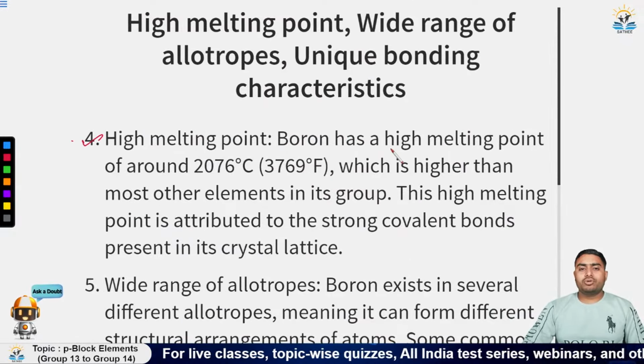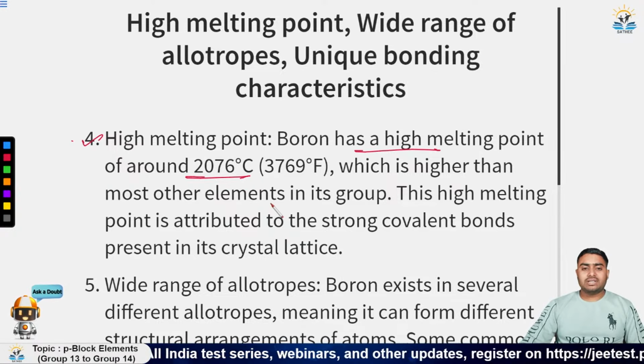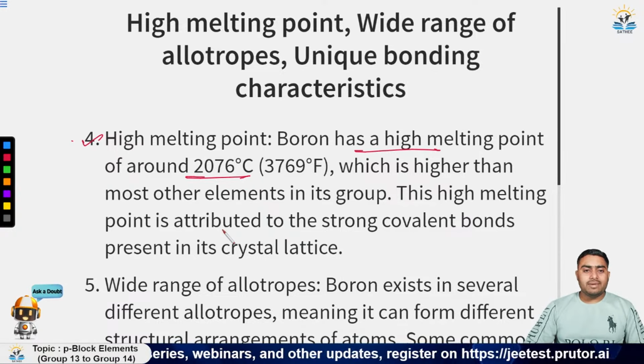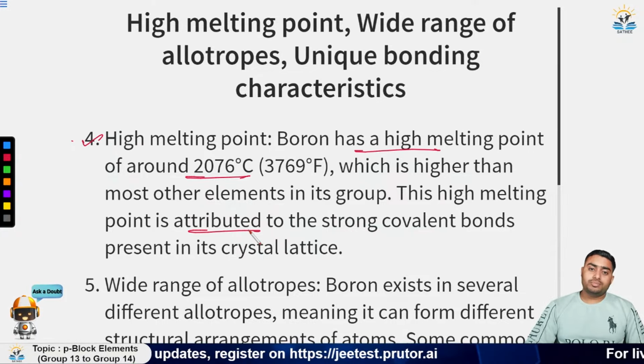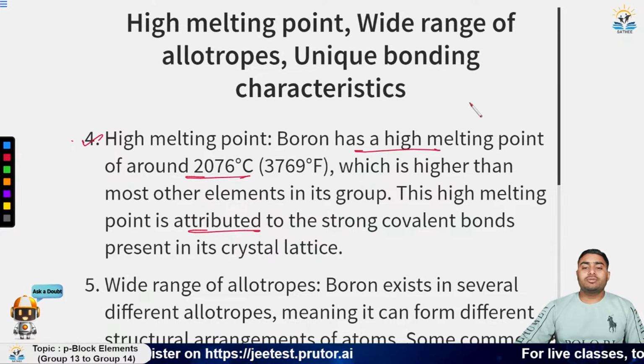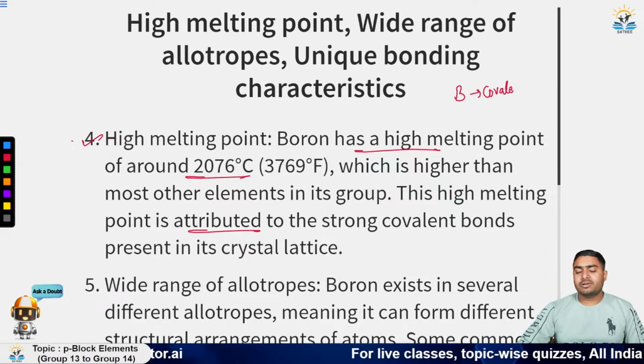High melting point. Boron has a high melting point of around 2076 degrees Celsius, which is higher than most other elements in its group. This high melting point is attributed to the strong covalent bonds present in its crystal lattice. So what is the conclusion here? Boron can form covalent bonds, that means due to the sharing of electrons.